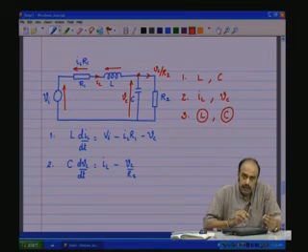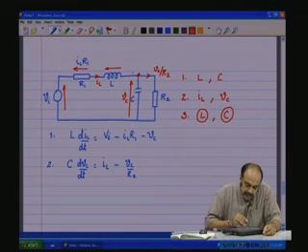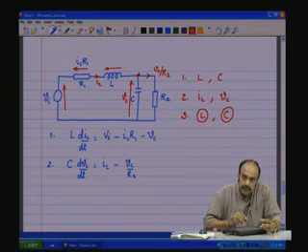Then choose the other energy storing element, in this case it is the C, and here as it is connected to the node, you apply the KCL, because C dVc by dt is going to be equal to the currents through the capacitance.